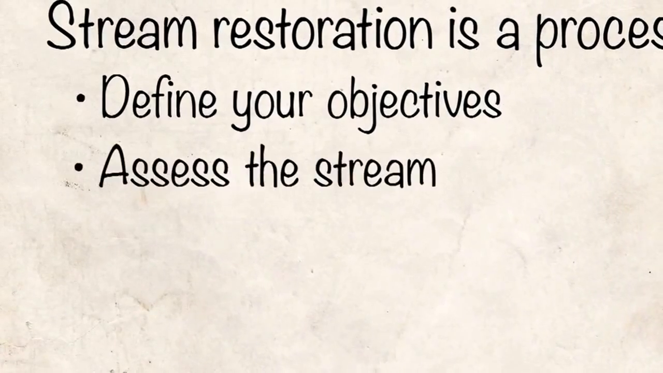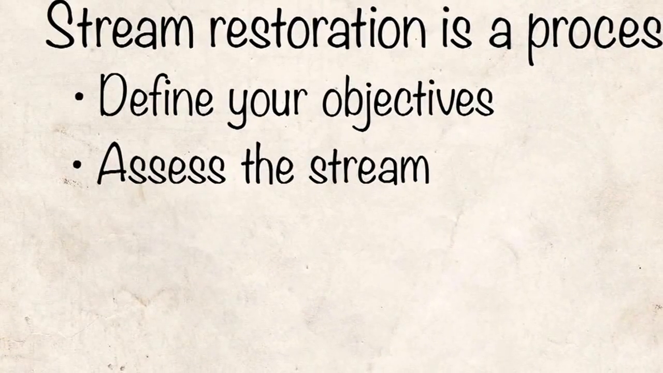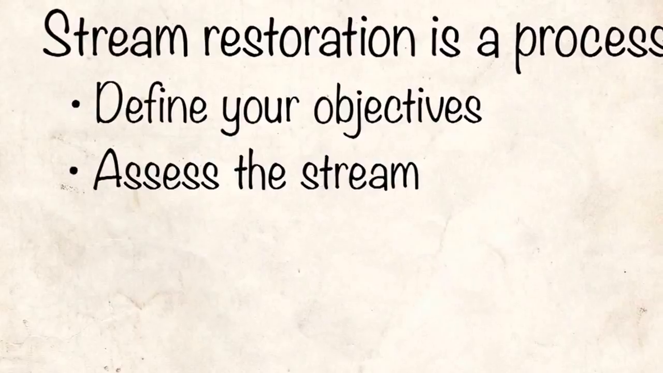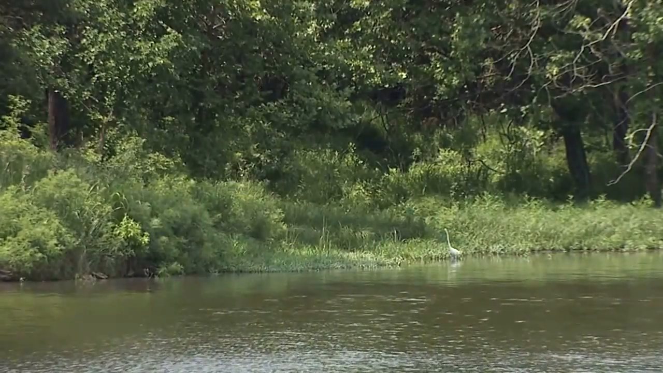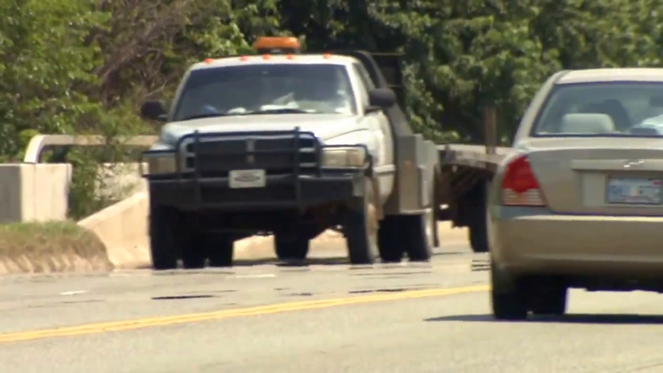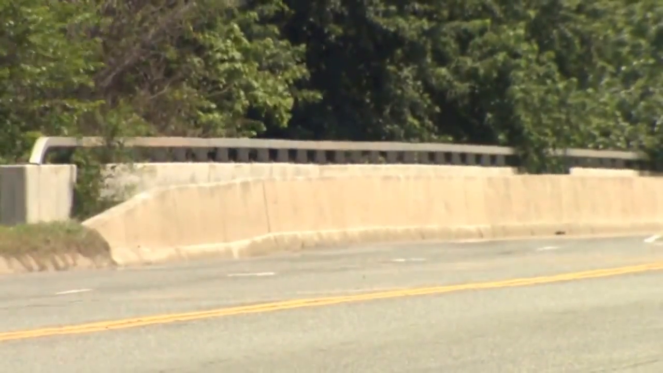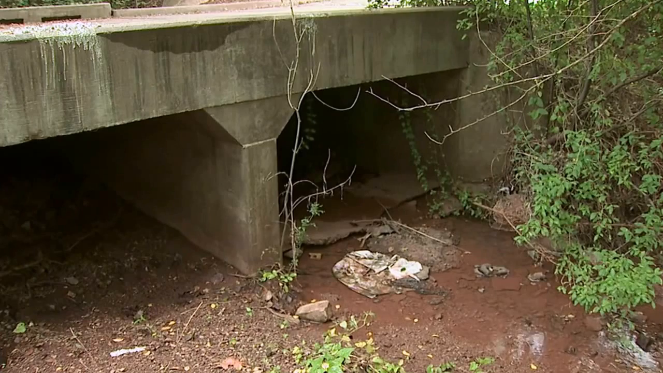Next, assess the stream. Take a close look at what's going on at that particular site. Is there downcutting or widening? Is the stream bank vegetation healthy and plentiful? Has something changed in the watershed upstream? Or is something constricting the flow downstream?